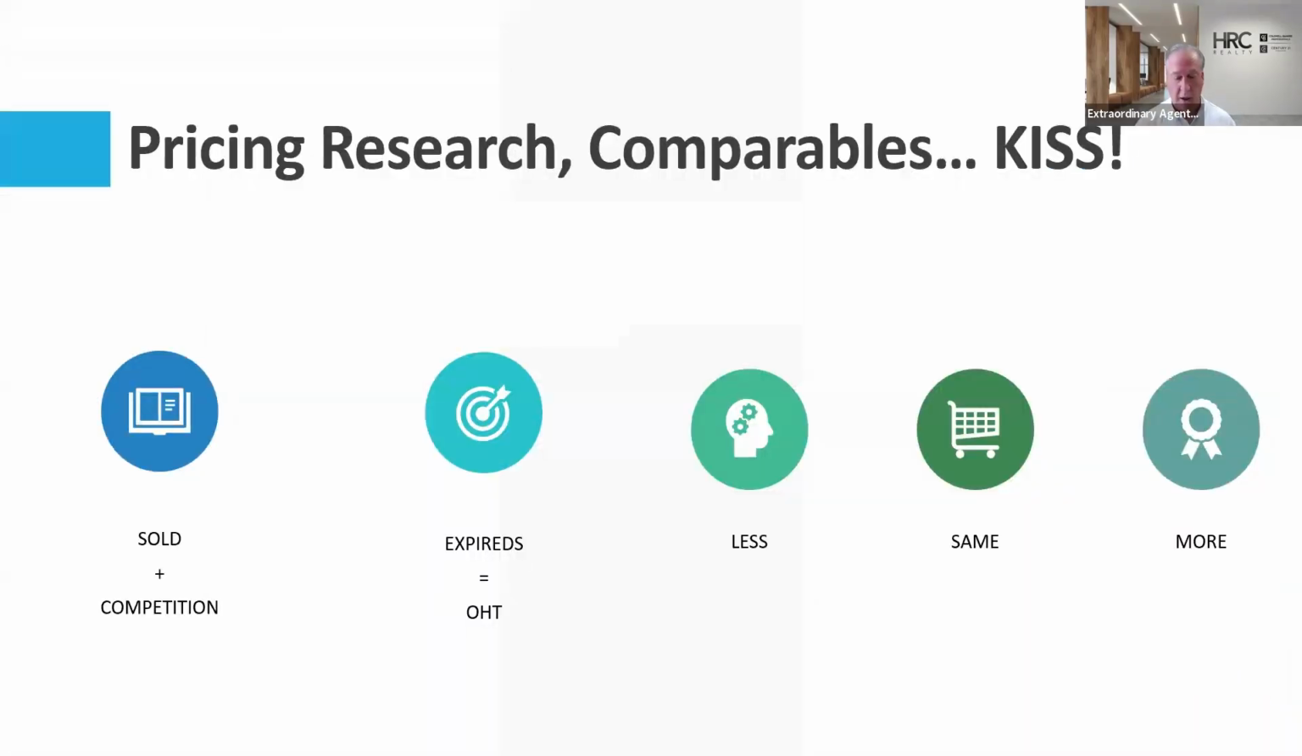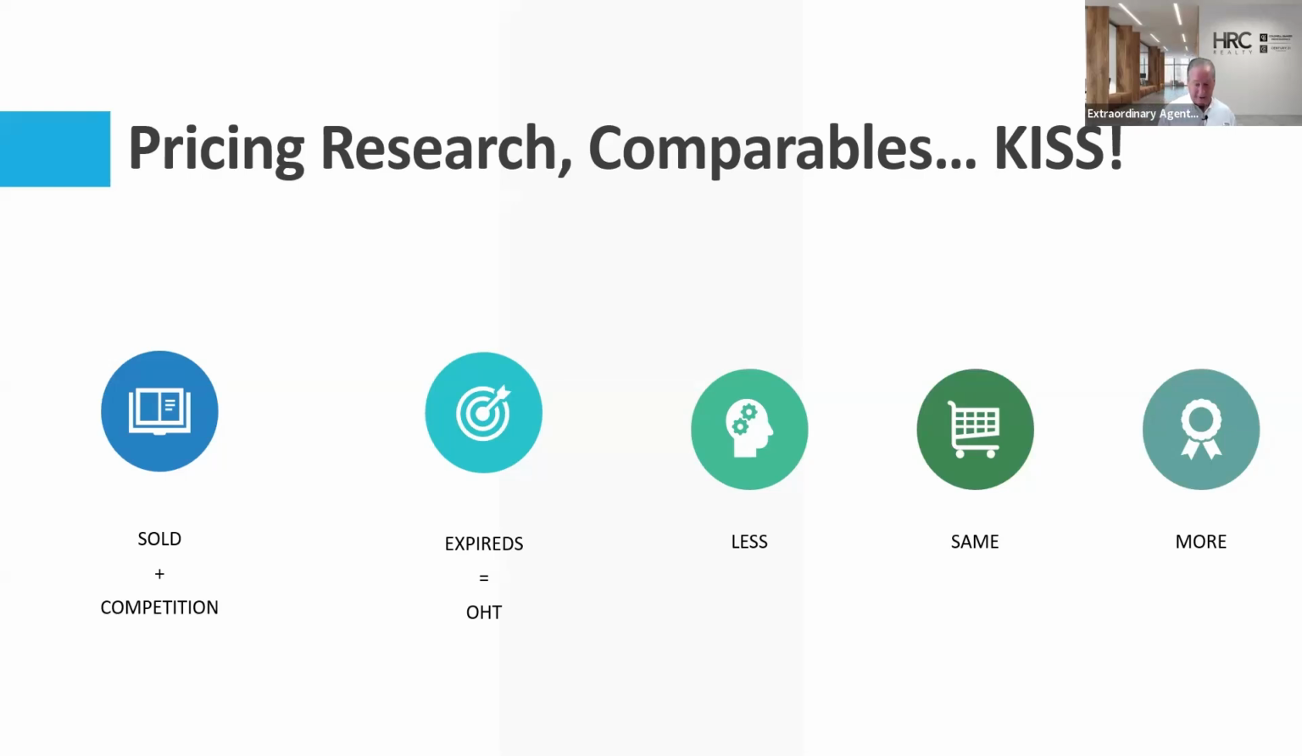All right. Everybody seeing my pricing research comparables, KISS? I think what we were talking about was we got everything in as far as what makes a property comparable: location, style or architecture, the size, the floor plan. Those would be our key areas that we're looking for.